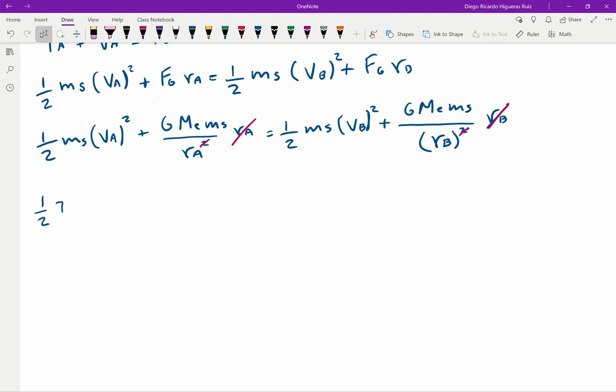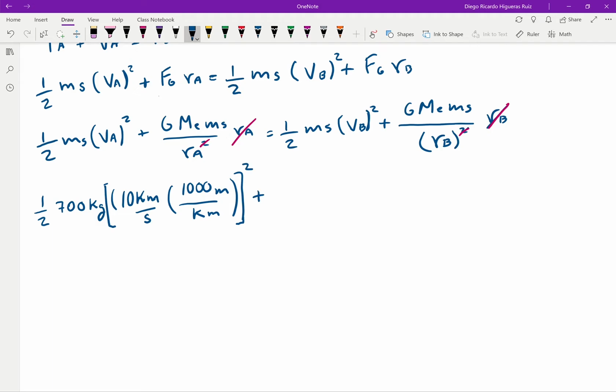So we're going to have 1/2 times 700 kilograms multiplied by VA. It's going to be 10 kilometers per second, and again I need to multiply this by 1,000. I just want to make sure my units are working out, otherwise we'll get a wrong answer and we don't want that. Okay, I think that's fine.